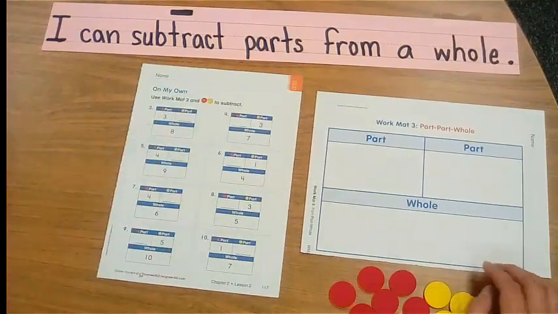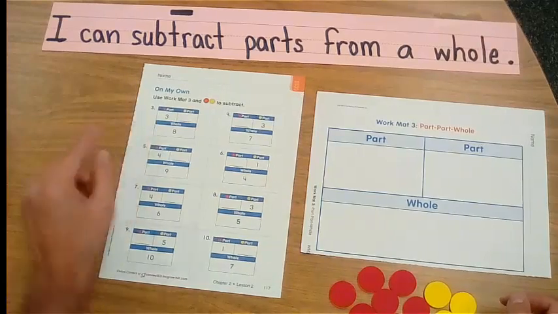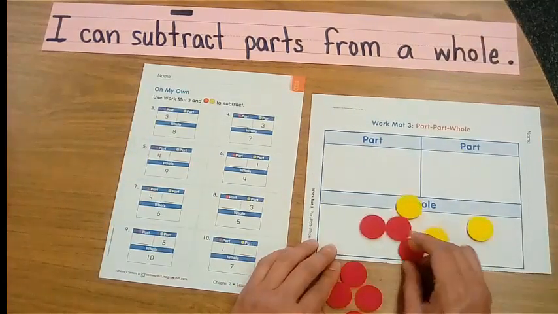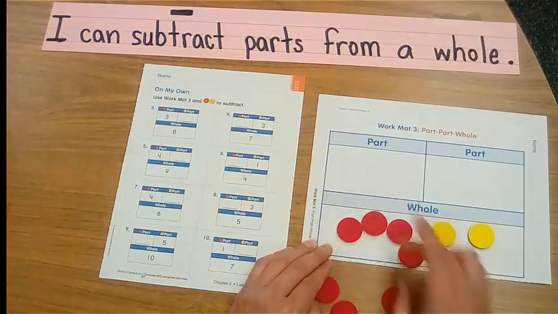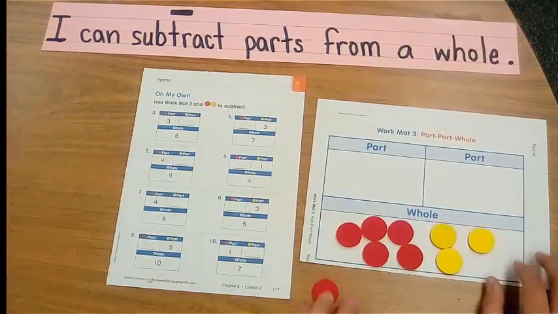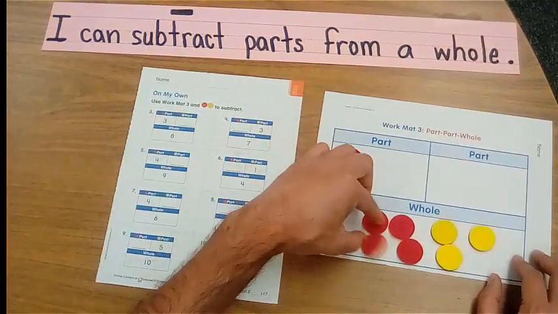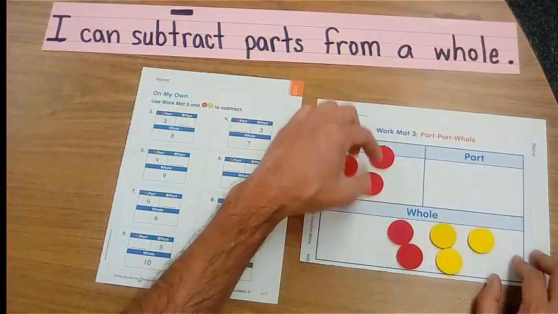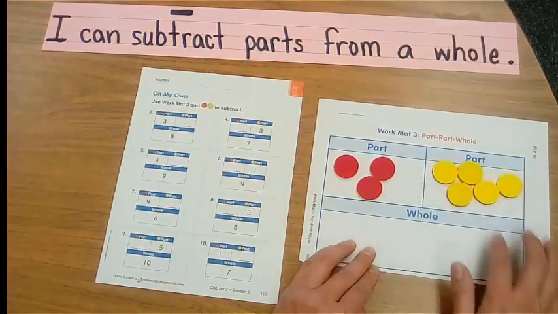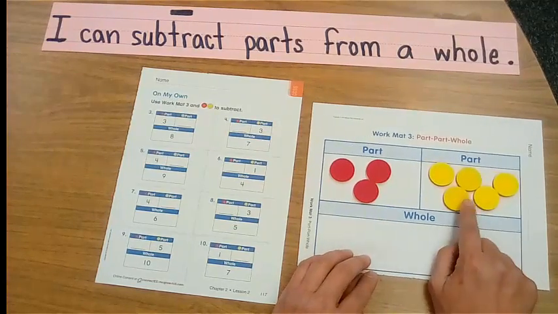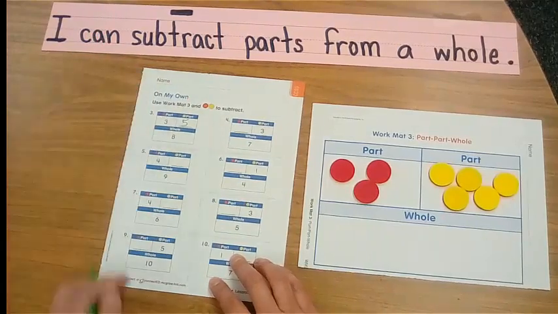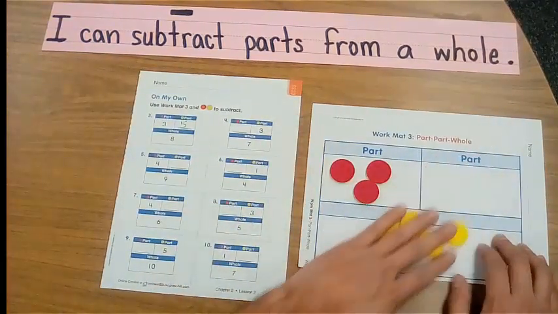Okay, so if I have 8, how many dots should I have in there, or how many circles? 8 of them. So let's get 8 circles in here. Okay, and I know if I have 8, and then how many are red? 3. Okay, so let's put 3 of them in here. And the rest should be yellow. So I'm going to turn some of these over and make them yellow. And I'm going to move them into the yellow part. So I know, what is my missing part? 5. That's right. Great job. Okay, let's do the next one.